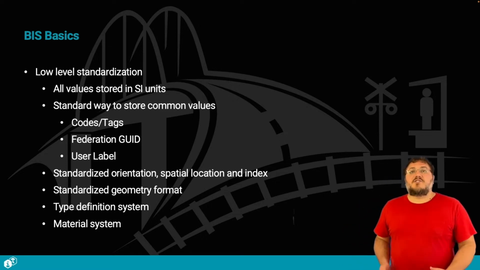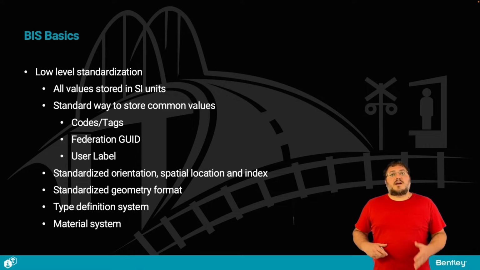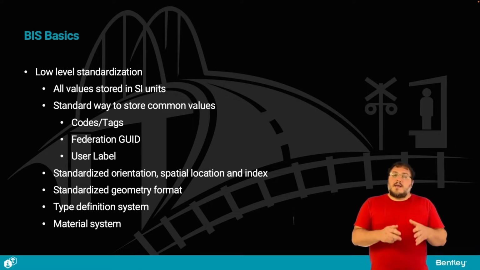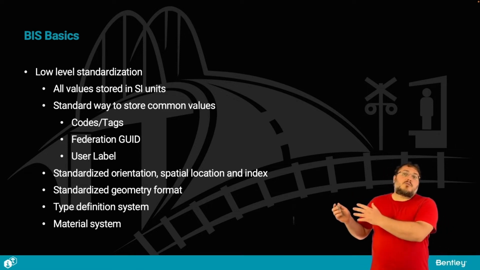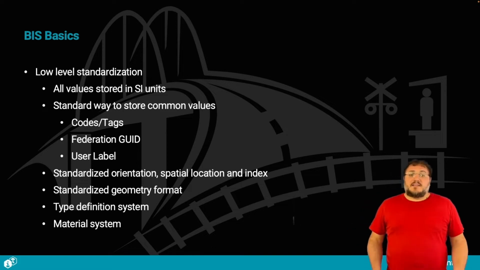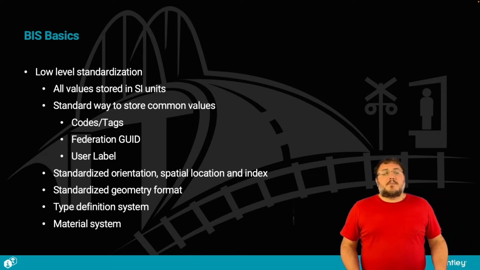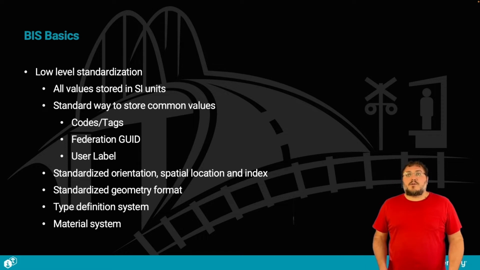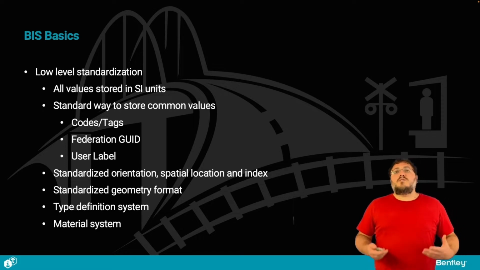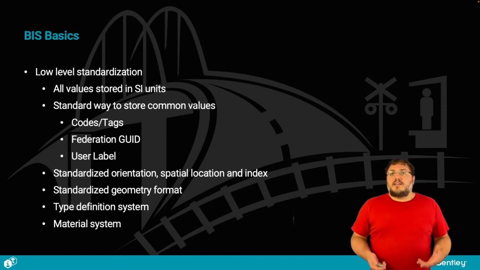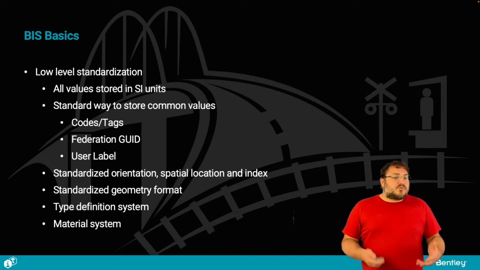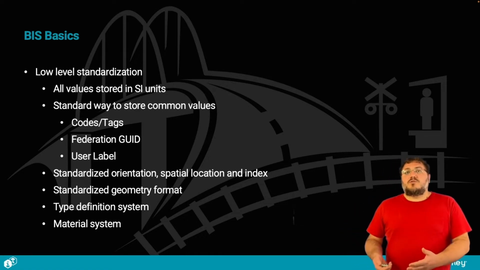Next, we have federation GUID. This is a really powerful tool that comes out of the box that lets you federate an element with some external representation of that element. Next, we have user label. This is really simple, but it's actually really important. This, along with the code, always gives you a user-friendly label to show when you click on a particular element.